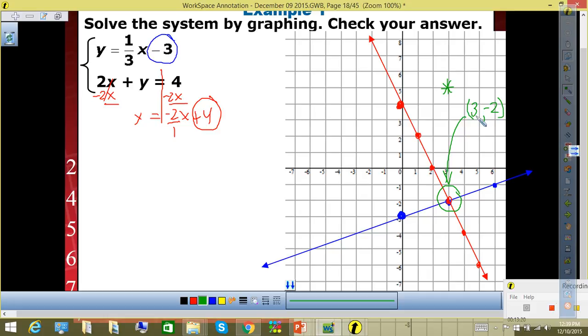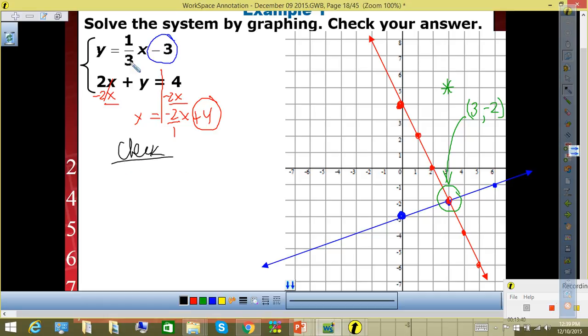This is the possible solution. Now, why do I say possible? Because sometimes some of us make mistakes with our graphing. Who's made mistakes before? I made mistakes, so you better raise your hand. So, to check to see if that's the actual solution, we need to go and check each equation.